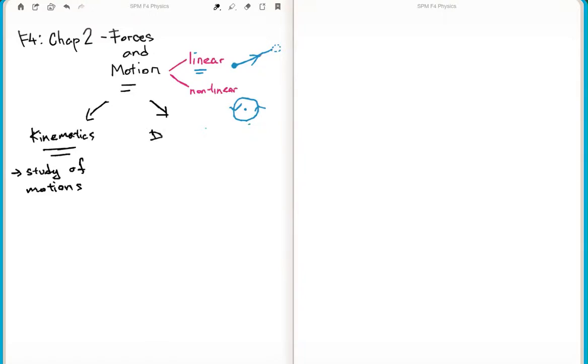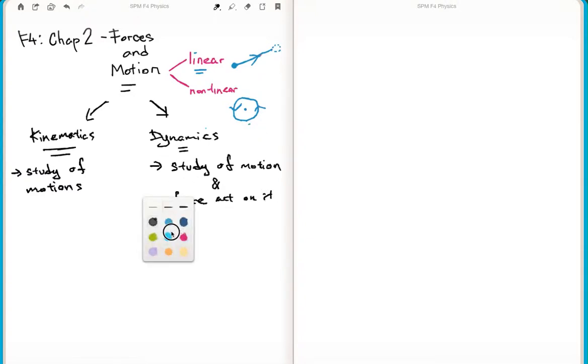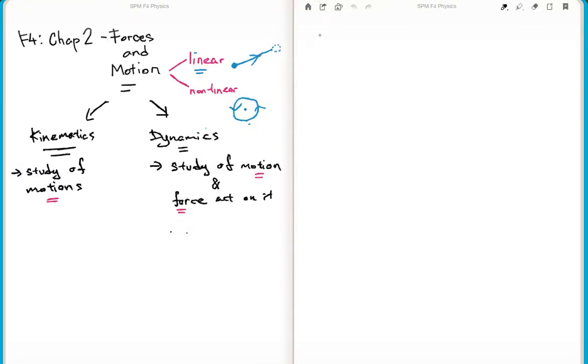Okay, so the next part will be called dynamics. Dynamics is the study of motion of an object and the force acting on it. Okay, so that's the difference. For kinematics, it's all about motion. For dynamics, it is motion and the force acting on the object. I'll start with kinematics.